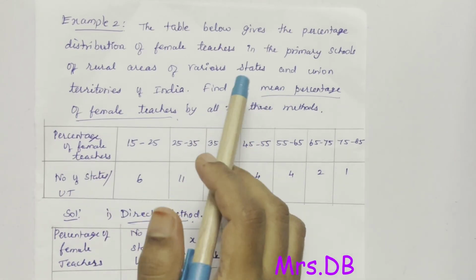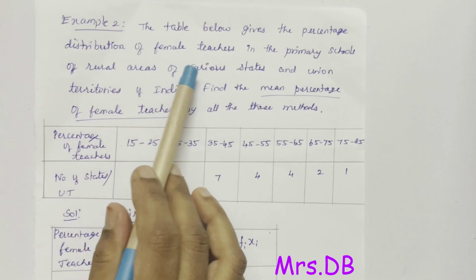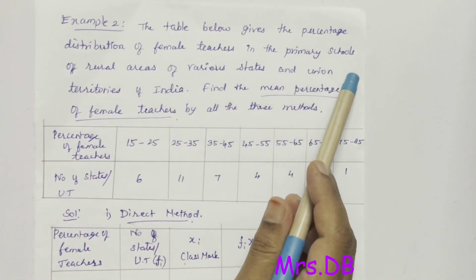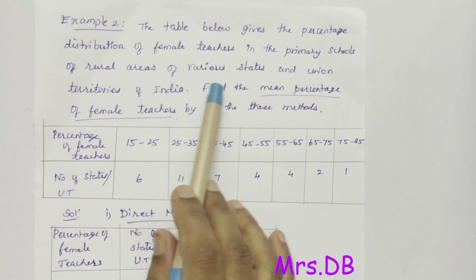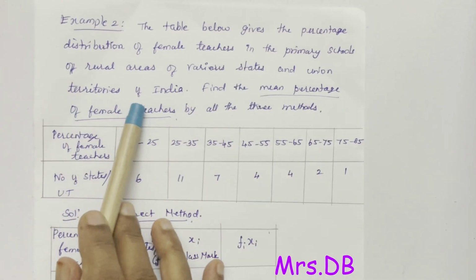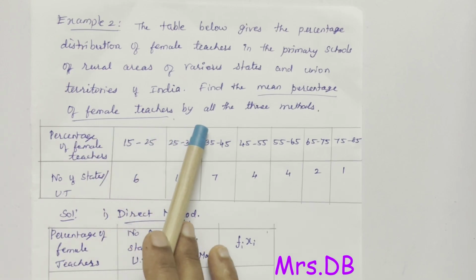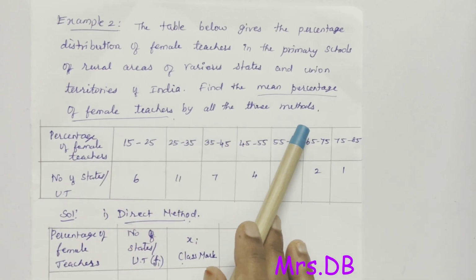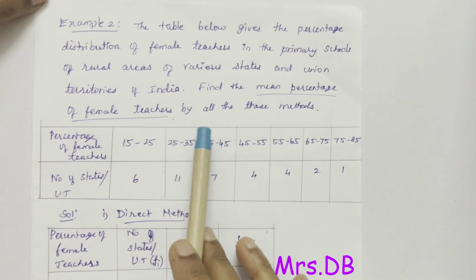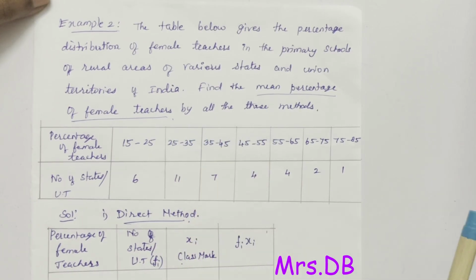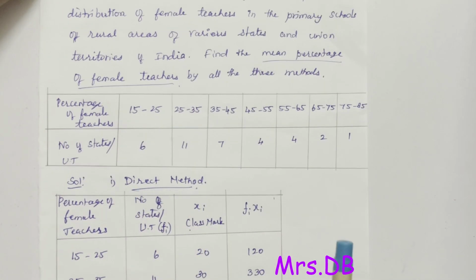The table below gives the percentage distribution of female teachers in the primary schools of rural areas of various states and union territories of India. Find the mean percentage of female teachers by all the three methods. We have to calculate the mean percentage of female teachers using all three methods. First we will see the direct method.